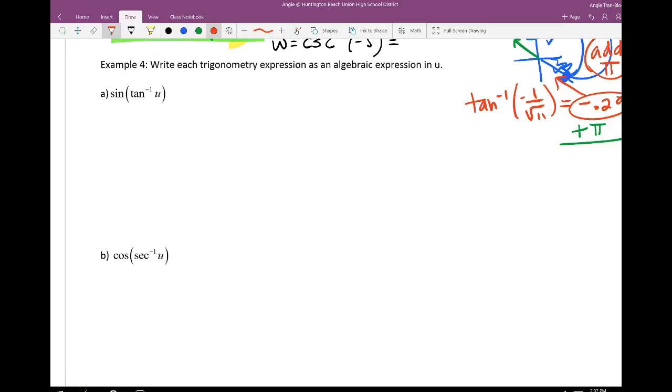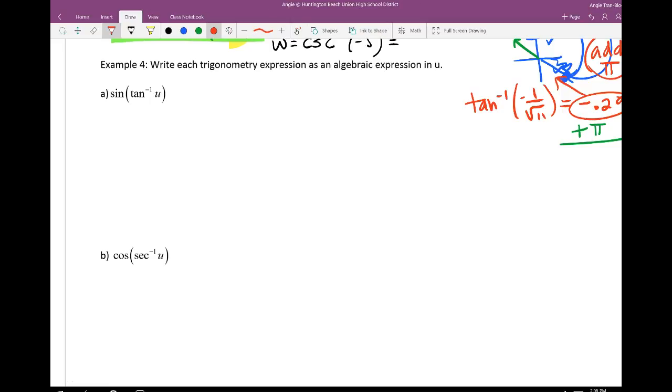Hi class, this is example 4 in 7.2. Example 4: write each trigonometry expression as an algebraic expression in u. This is funny because it's so similar to example 1, except in example 1 you were given actual values in numbers, not u's.